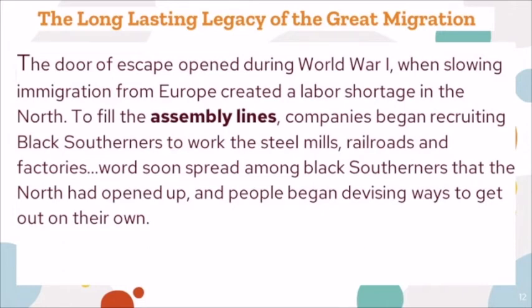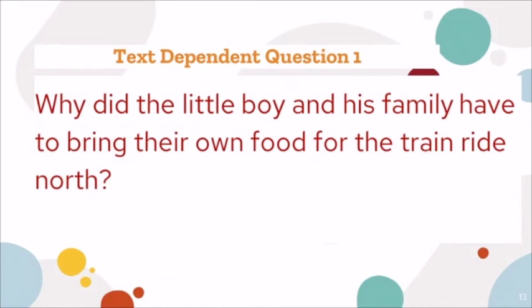Now, make sure you are ready to answer the text dependent questions. The first portion of text dependent questions that we're going to look at and answer are focused on what does the text say and how does the text work. Question number 1. Why did the little boy and his family have to bring their own food for the train ride north? You should go back to the first paragraph of the text for your answer.